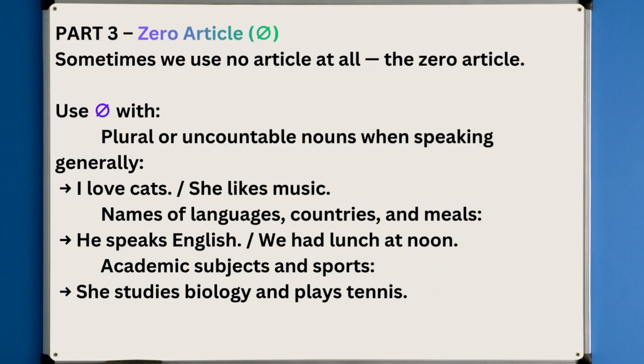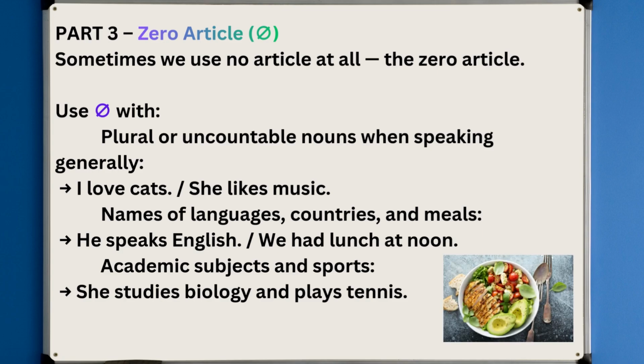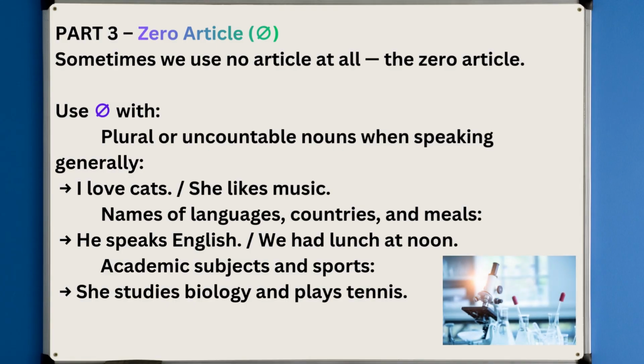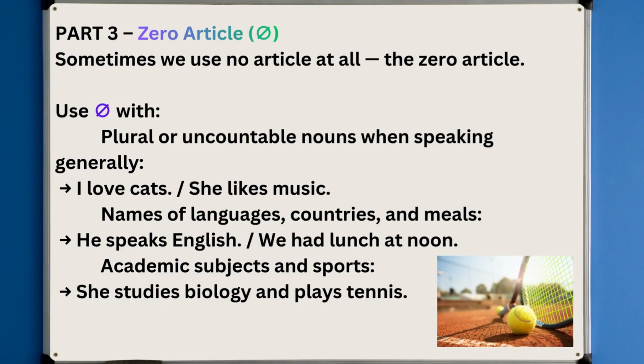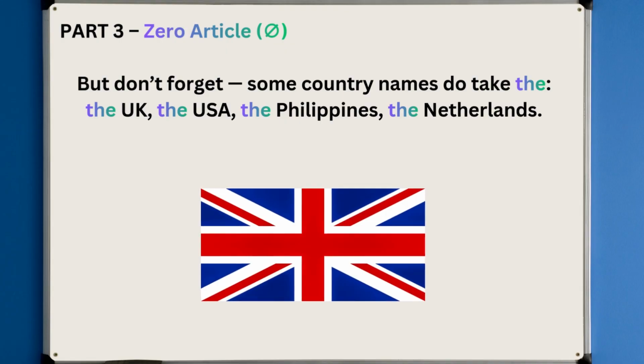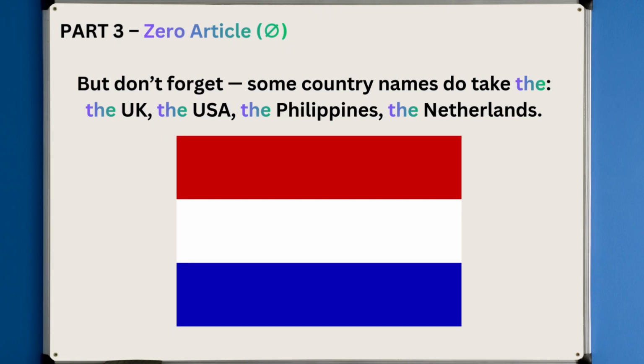We don't use any articles for names of languages, countries, and meals. He speaks English. We had lunch at noon. We don't use any articles for academic subjects and sports. She studies biology and plays tennis. But don't forget, some country names do take the article the. The UK, the USA, the Philippines, the Netherlands.